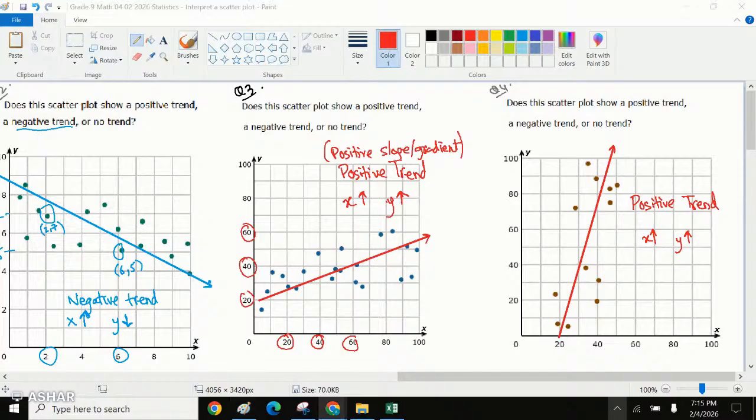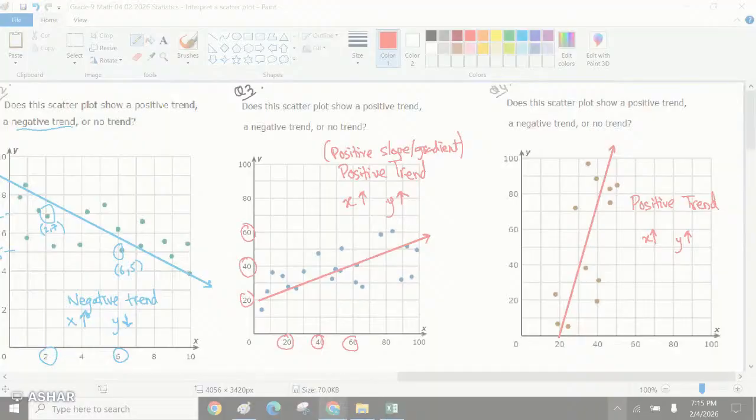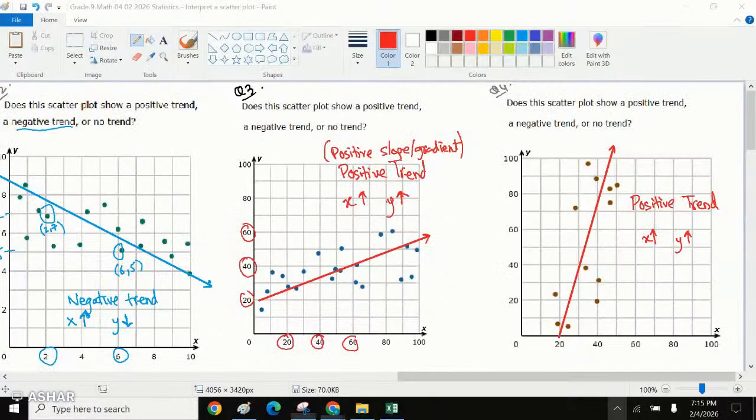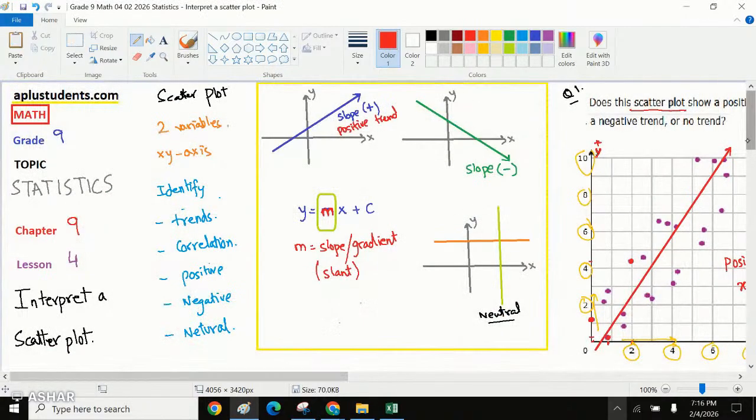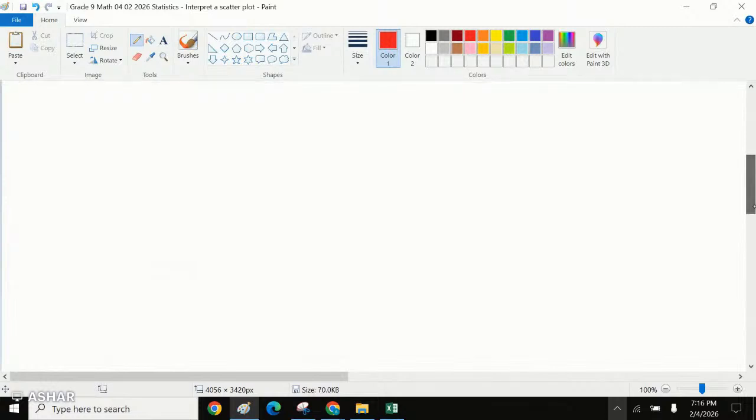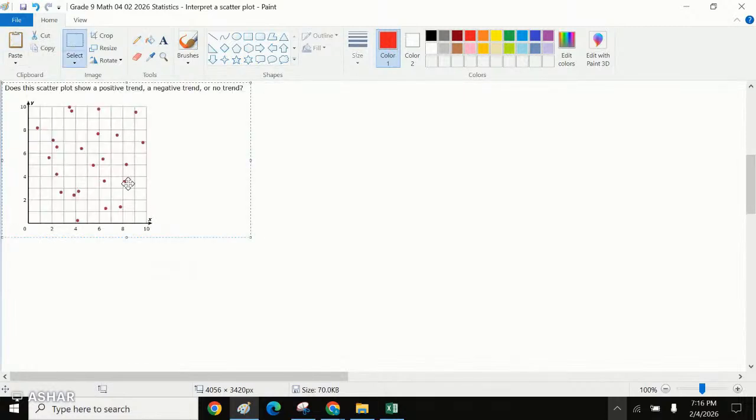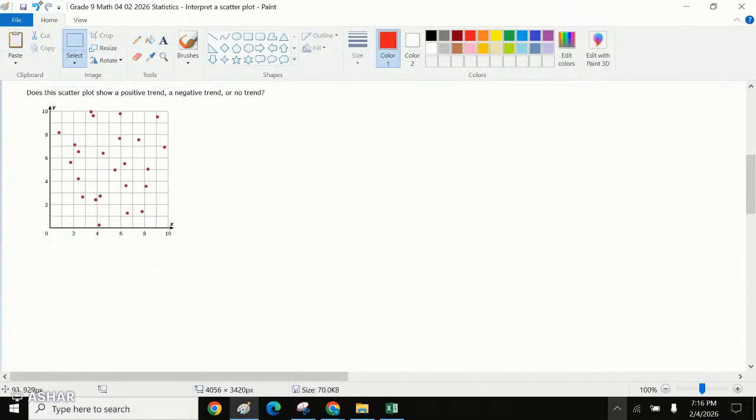For the next question, it says, does the scatter plot show a negative trend, positive trend, or no trend? I would want you to assist me with this. Please help me out with question number 5. What kind of a trend do we see over here? For question number 5.